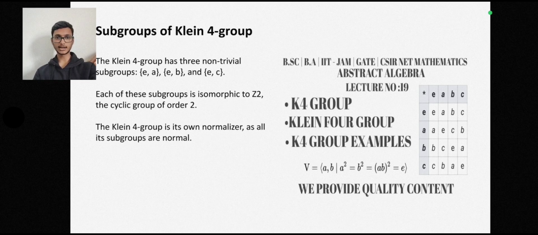Subgroups of Klein 4 group. The Klein 4 group has 3 non-trivial subgroups, that is {E, A}, where E is an identity element, and {E, B} and {E, C}. Each of these subgroups is isomorphic to Z2, the cyclic group of order 2. The Klein 4 group is its own normalizer as well as its subgroups are normal.